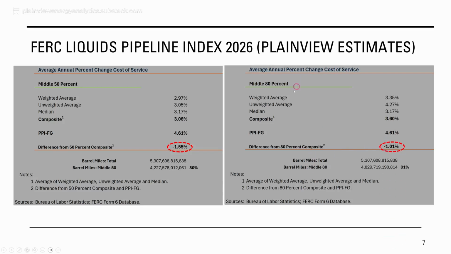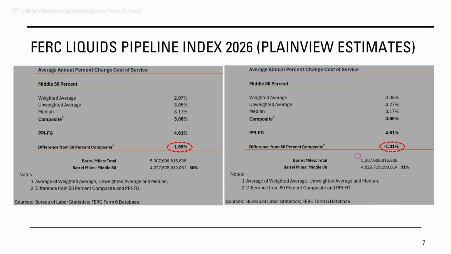I did the same analysis with the middle 80%. As you can see, this is better for the pipelines. You do include some of the costs on some of those higher inflation pipelines, so that's why you see this larger number here, but still not great. I remind you, the last 5 years we were at PPI of finished goods plus 0.78%. This is minus 1, minus 1.5, and minus 1%. So it's not great for the next 5 years for liquids pipelines based on my analysis.